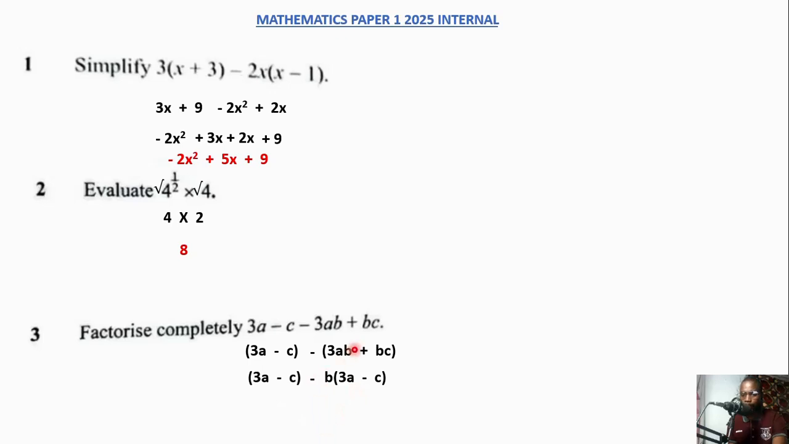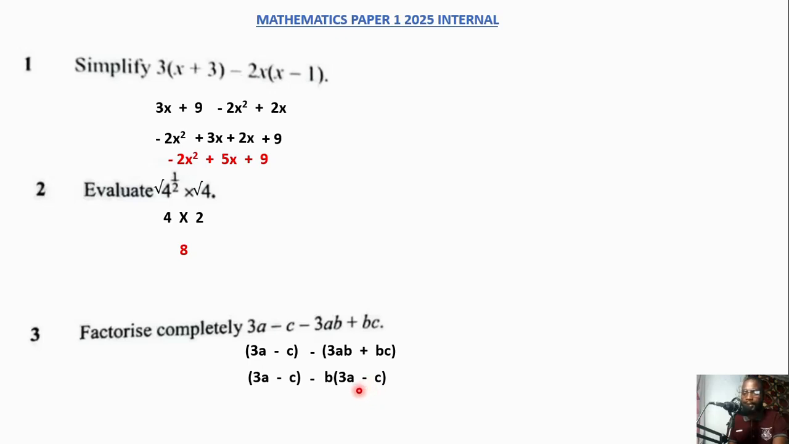Take note, where did I get this negative? How did this positive change into a negative? I did this. I said what is negative times positive? Negative times positive, it is negative. No wonder this sign changed from positive to negative. Take note, when you are comparing these, what is in the brackets this side should be the exact thing as what is this side also, including the signs. Take note of that, okay?